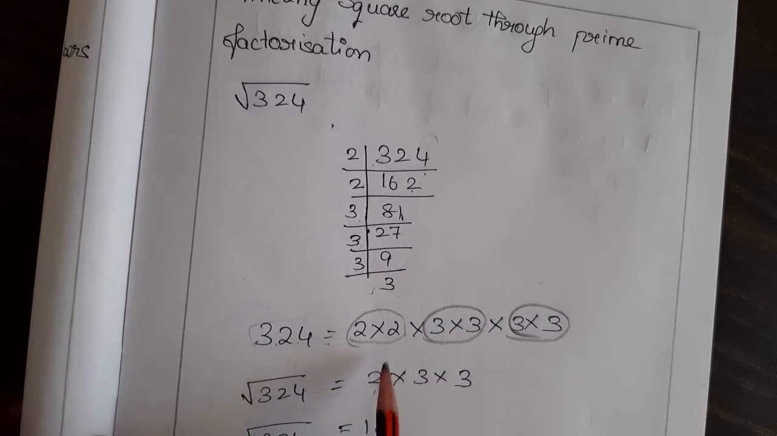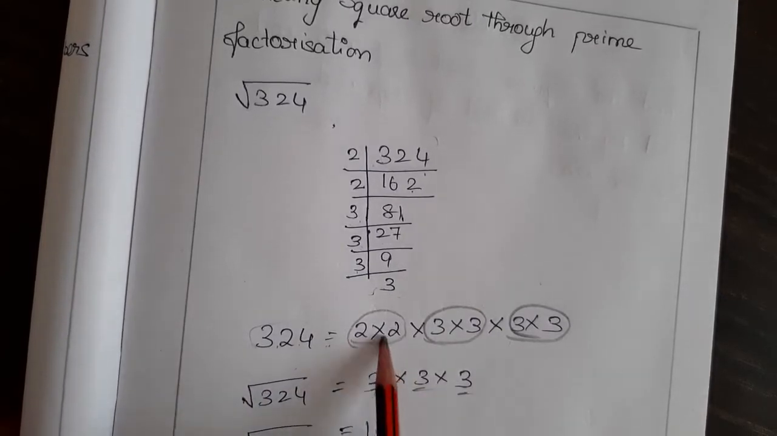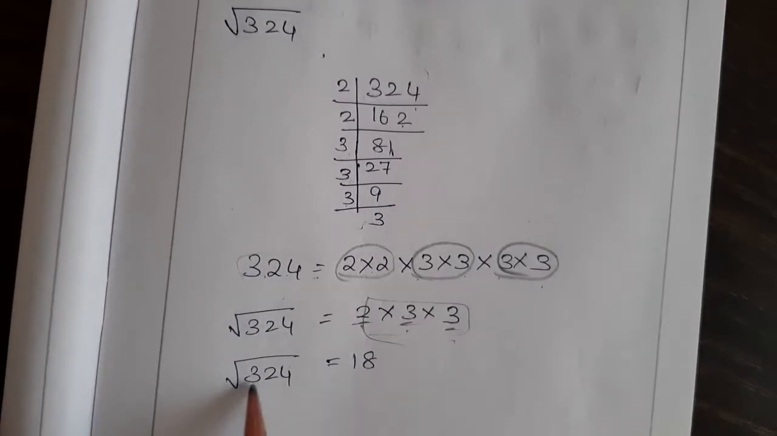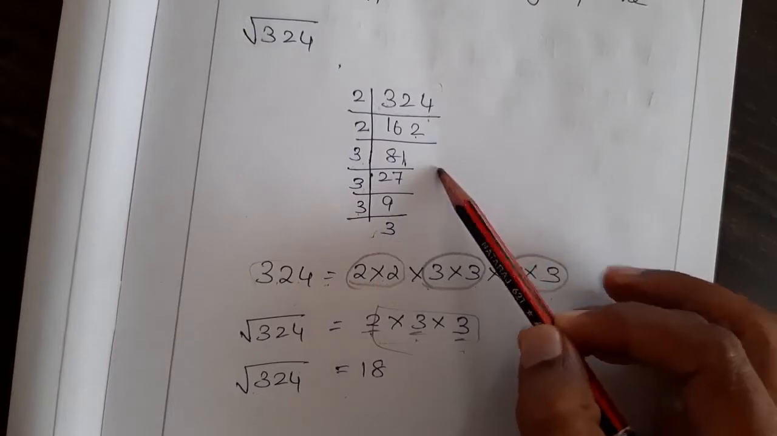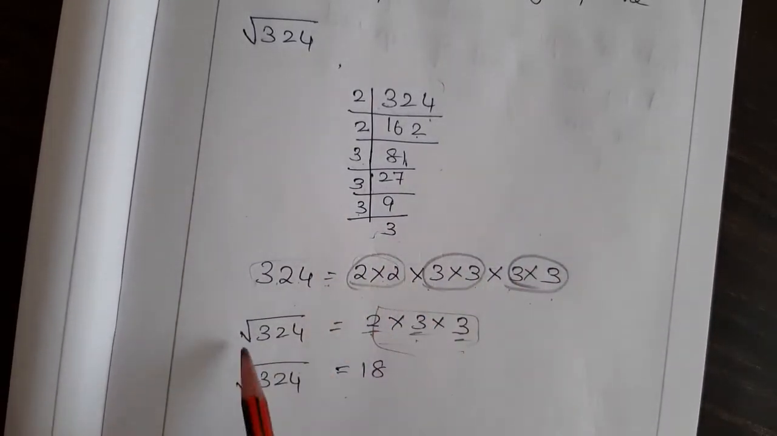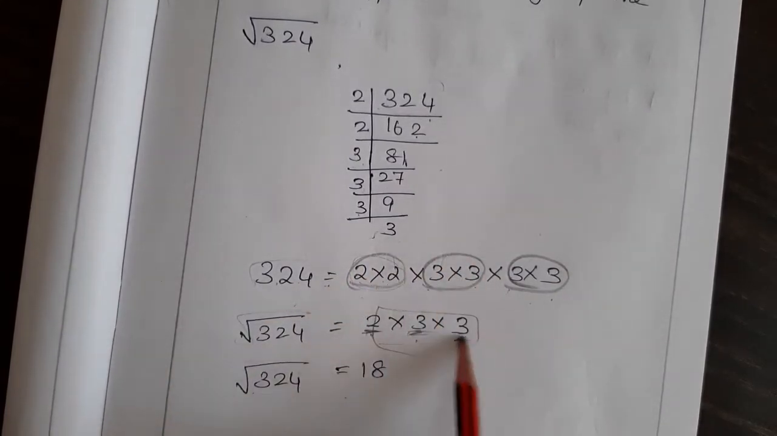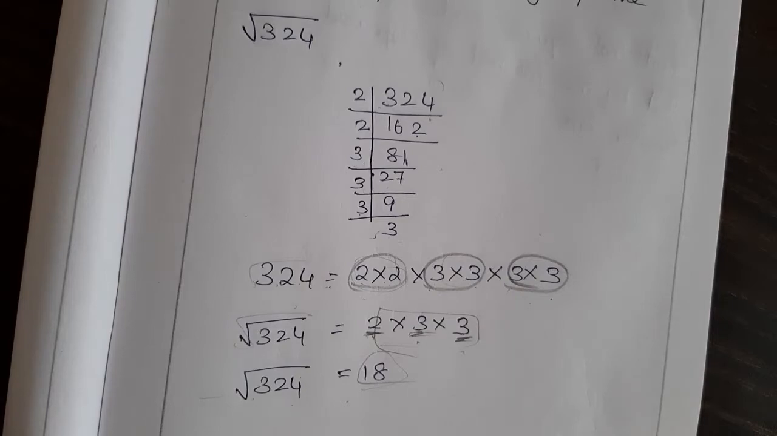While obtaining the square root, we write only one from each pair. So this pair of 2 is written once, this pair of 3 is written once, and this pair of 3 is written once. If you multiply, you will get 18. That is the value of the square root of 324. Clear? Find the prime factorization and write it in order. Just pair it up, and for each pair write only one. Then if you multiply, that value is the square root of the given number.